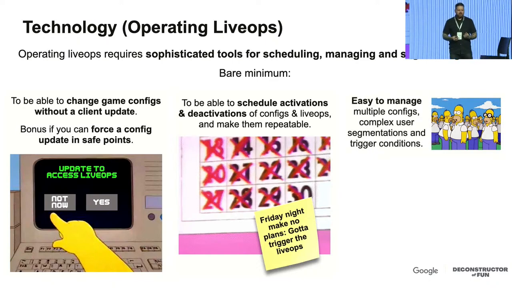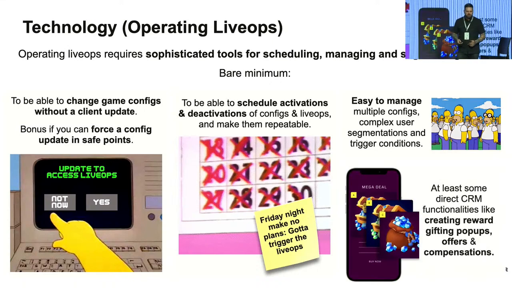Another important thing to take into account is that it's easy to manage complex segmentations and multiple configurations, because if you only have one line of live ops, that's fairly easy. But very often you are going to want to customize that live op, so it makes sense to make it appear on different stages of the game and so on, and the complexity will become very difficult to manage unless the tool is really good. And last, I would look in my tool for some direct CRM options, such as the ability to create reward gift pop-ups, which can also be used for compensation, as well as offers, because you don't want to put a lot of effort into triggering or preparing an offer.